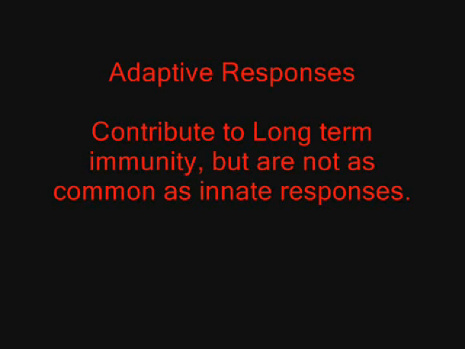B lymphocytes identify a pathogen when antibodies bind to the antigens. This attracts a matching helper T cell, which activates a B cell. You can't have the TB without the T or the B. As the B cell divides, it secretes millions of copies of its antibody.